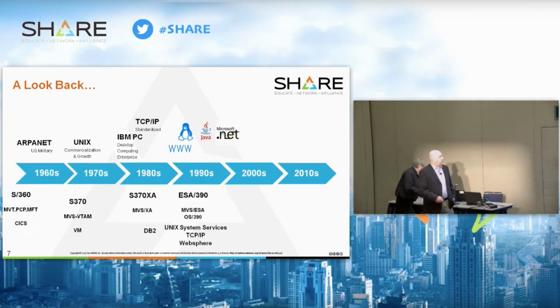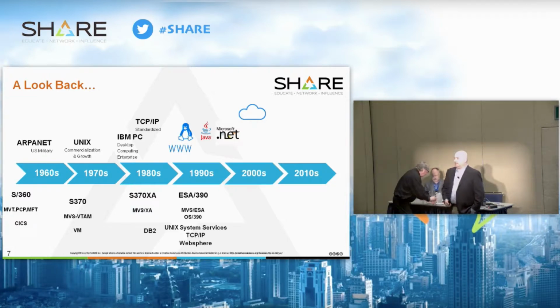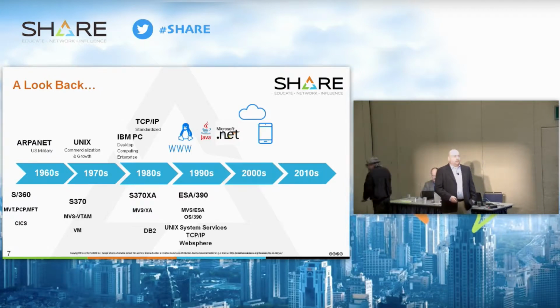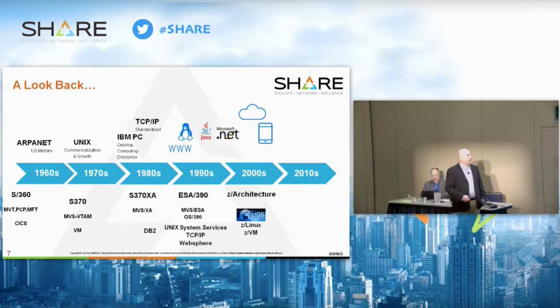And then in the 2000s, we started to see the cloud. It was 2006 when Amazon Web Services first became generally available. And since then, things have really taken off. And we saw the iPhone come out in 2007, and that really transformed mobile computing. And then, in the 2000s, the z architecture, z Linux came out, and the platform has continued to evolve and be at the center of things.